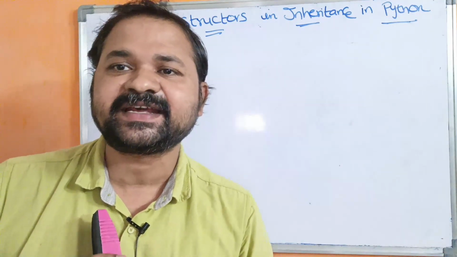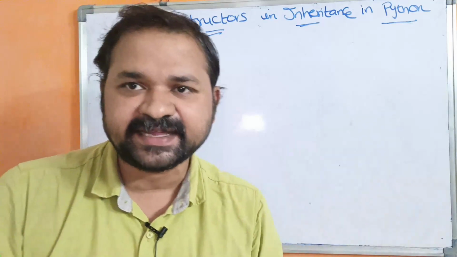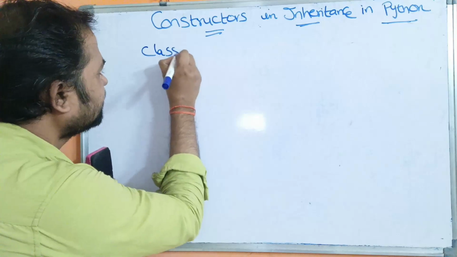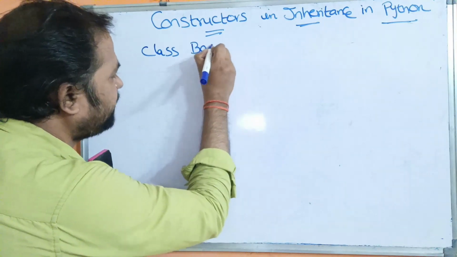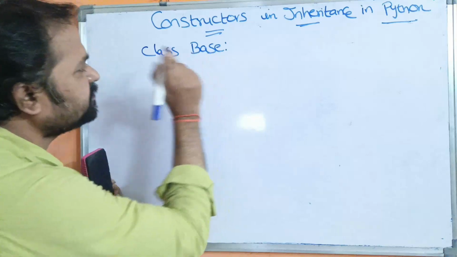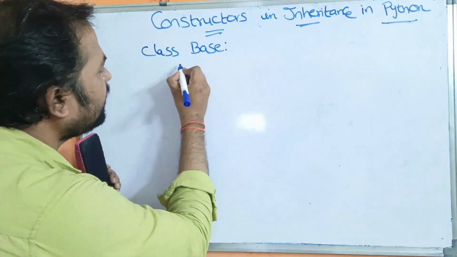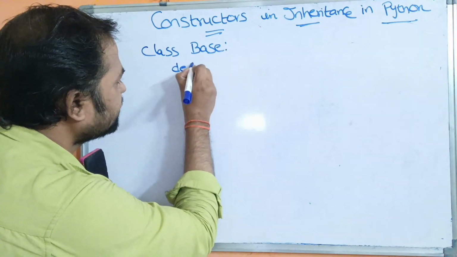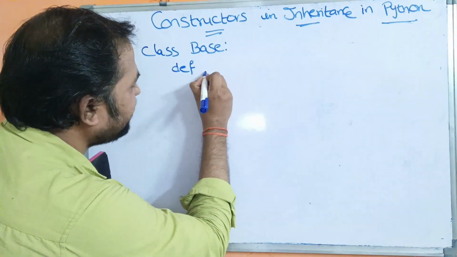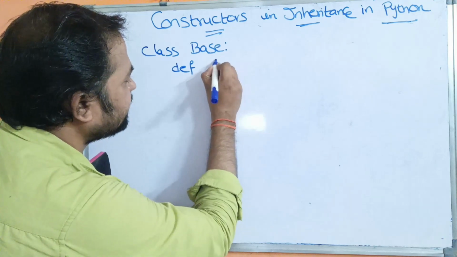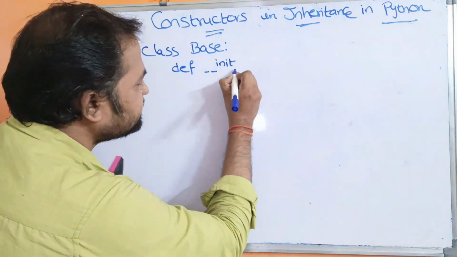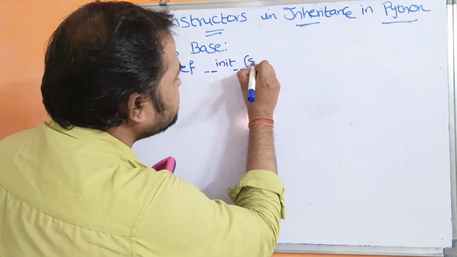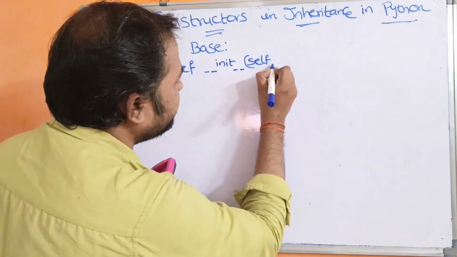So first let us create two classes, one base class and another derived class. Let the name of the base class be Base, with B as an uppercase letter. Now let us define a constructor in the base class. We know how to define a constructor using the def keyword: def __init__. The init method is nothing but the constructor. Within the parentheses, we must pass self as the parameter.